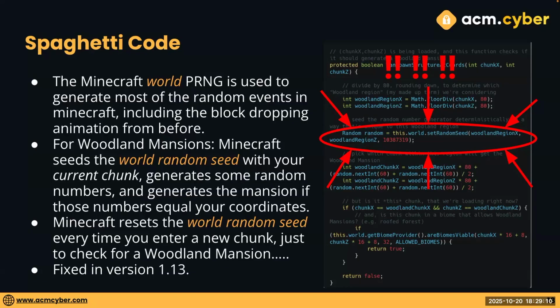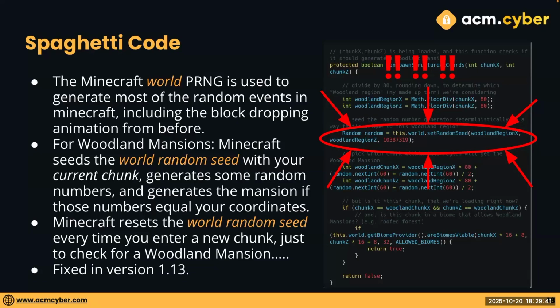I think that's this line of code right here. It will reseed the random number generator, then generate some numbers, and only generate the mansion if the chunk is equal to your X and Y. So basically what this is saying is that every time you enter a new chunk, the world RNG is reseeded with your current coordinates, which is interesting because if you find that seed, that kind of tells you what someone else's coordinates are. This isn't what's supposed to happen.